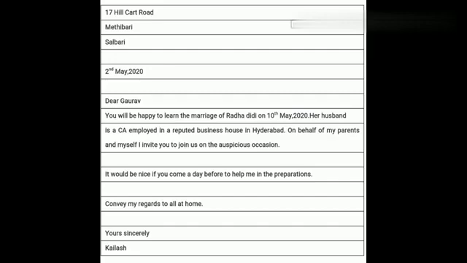Content: you will be happy to learn of the marriage of Radha Didi on 10th May 2020. Her husband is a CA employed in a reputed business house in Hyderabad. On behalf of my parents and myself, I invite you to join us on the auspicious occasion. It would be nice if you come a day before to help me in the preparations. Concluding line, convey my regards to all at home. Yours sincerely, Kailash.